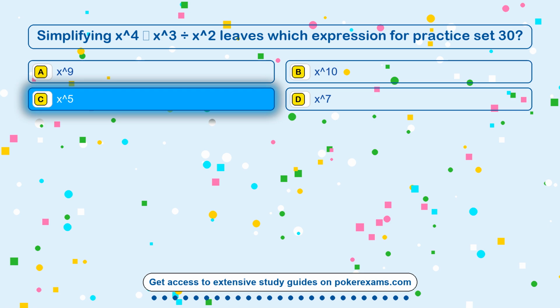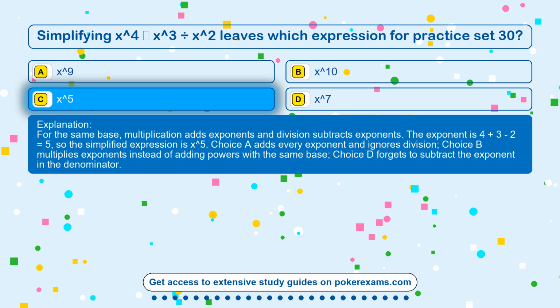The correct answer is option C, x^5. For the same base, multiplication adds exponents and division subtracts exponents. The exponent is 4 plus 3 minus 2 equals 5, so the simplified expression is x^5. Choice A adds every exponent and ignores division, choice B multiplies exponents instead of adding powers with the same base, choice D forgets to subtract the exponent in the denominator.